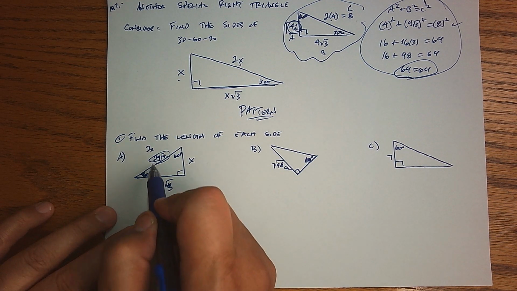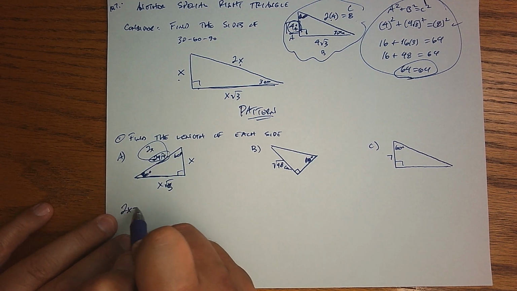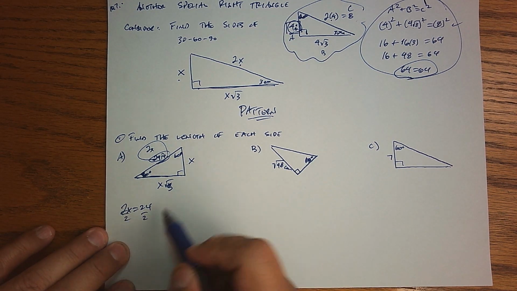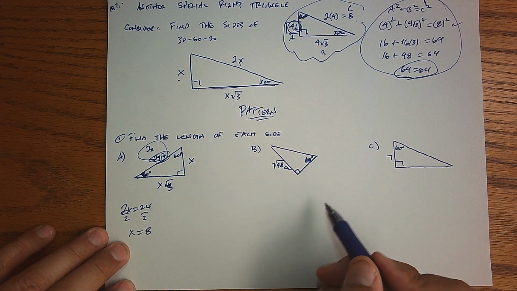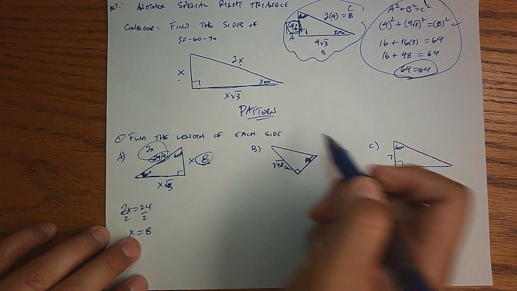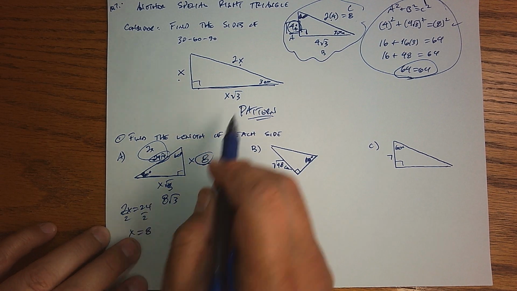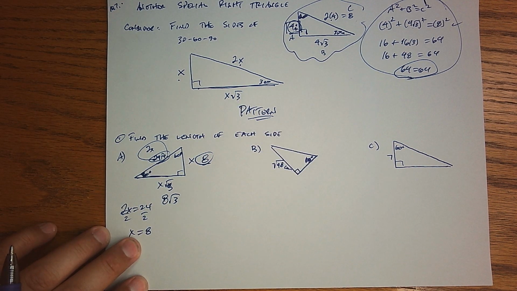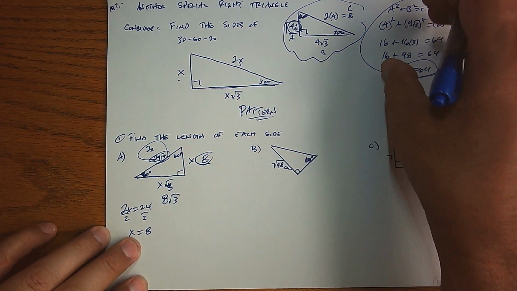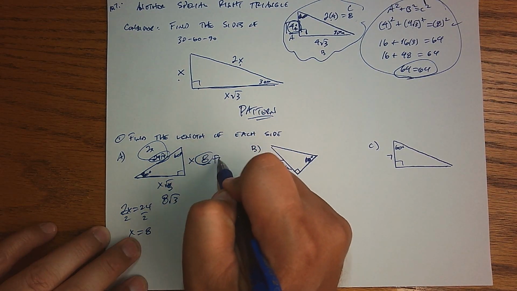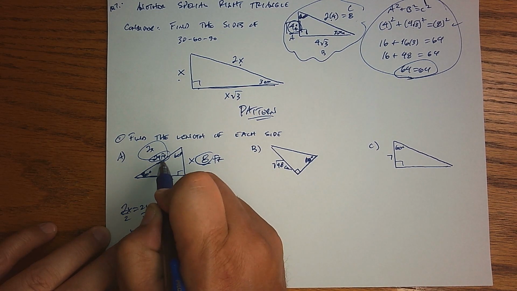And so essentially what we have then is 2x has to be 24. And so if we divide both sides by 2, we get that x is 12. So this side would have to be 12, and this side would have to be 12 square roots of 3 based off of the pattern that we have. So I'm able to not use the Pythagorean theorem, just make use of the pattern. Again, this would be in feet, and this would be in feet because of the units that are given.